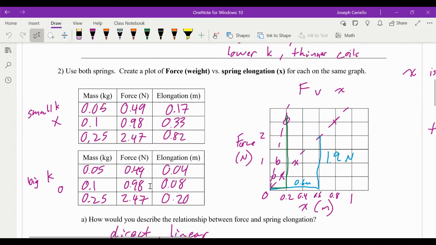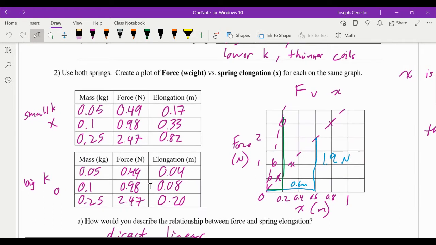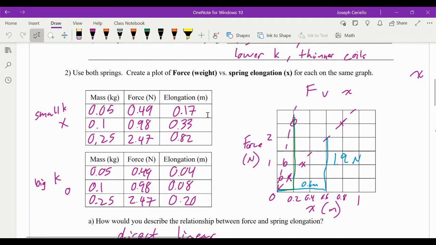Then we used the simulation to find out how far the spring stretched. Not how long the spring was, but how far it stretches, the elongation. And we took down that data as well. Notice how the smaller spring constant, the smaller k value, stretched more than the larger k value. Kind of what we expect. It's harder to stretch a spring with a higher k value, a higher spring constant.